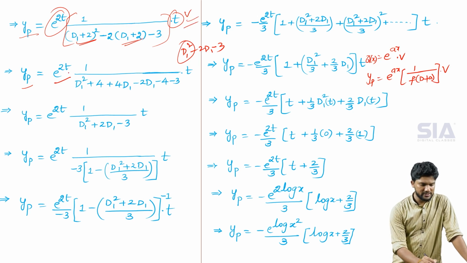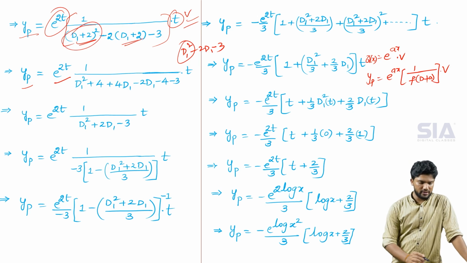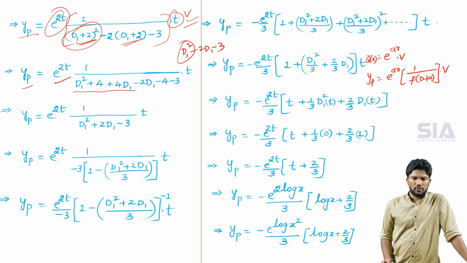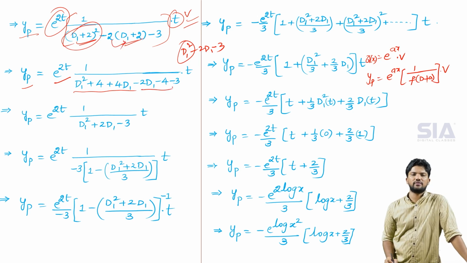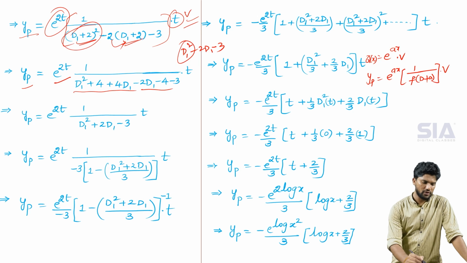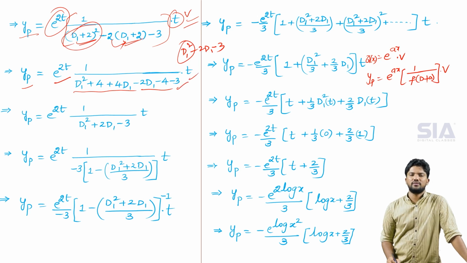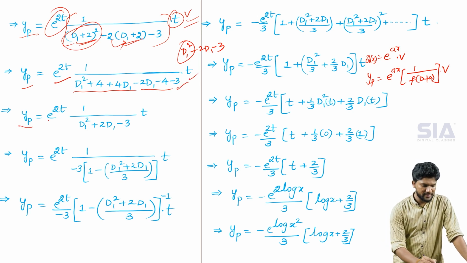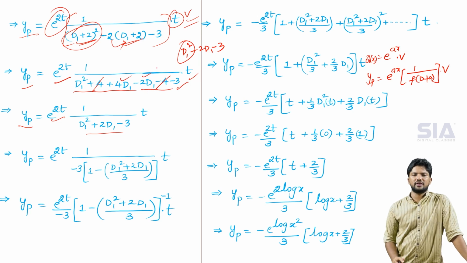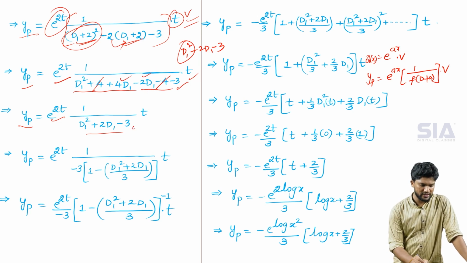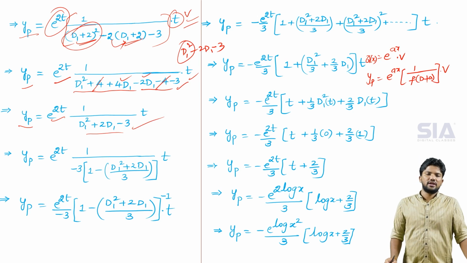So y suffix p is equal to e power 2t into, applying the a plus b whole square formula in the denominator, d1 square plus 4 d1 plus 4, then minus 2 into d1 minus 2 into 2, which is minus 4, and minus 3 as it is, into small t. Simplify: plus 4 minus 4 will get cancelled, and plus 4 d1 minus 2 d1 is 2 d1 only. So d1 square plus 2 d1 minus 3, into t.